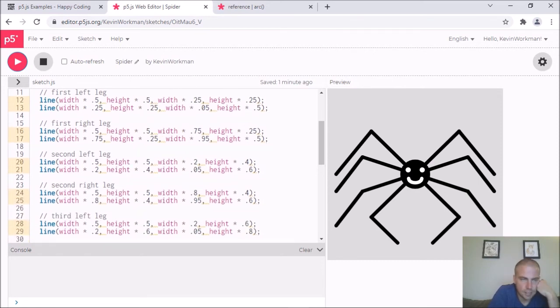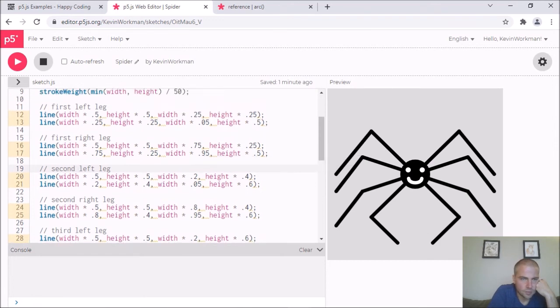The second leg right now goes to, well, let me think about the first leg. The first leg goes to 0.25, 0.25. And I kind of like those numbers because they're nice round numbers, 0.25, 0.25, and 0.75, 0.25. They're up here. So I want to play with this a little bit more. Instead of going to 0.2, which is over here, I think I want to go back to 0.25, 0.25.